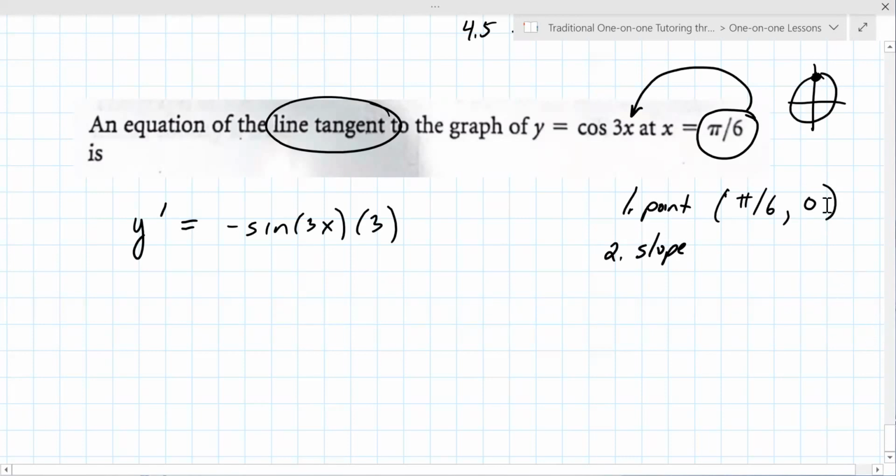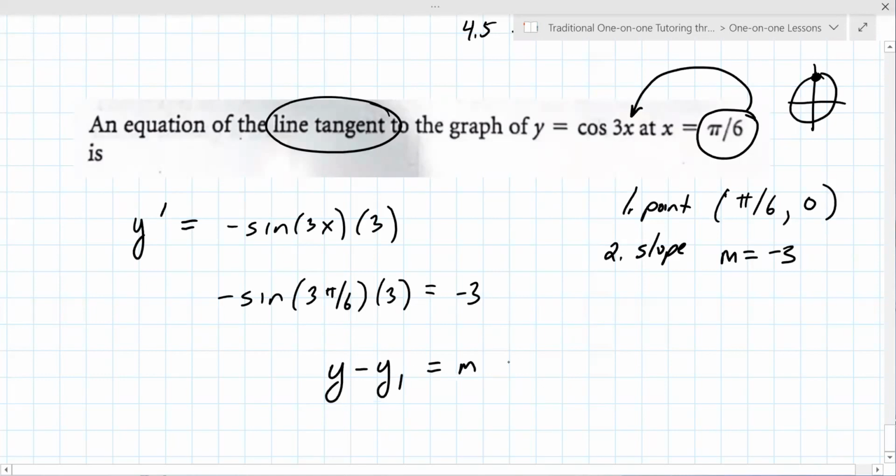Okay. And then similarly you put in your negative sine: 3 times pi over 6 times 3. So that one is 1, but it's negative, so it's negative 3. And that's your slope. So the most common form of the tangent line is this one. And you just plug in your given information. So y minus 0 equals minus 3 times x minus pi over 6. Cool.